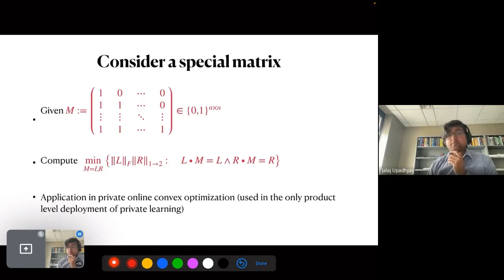So what can we do with this? Well, let's look at the simplest example of my matrix M, which is defined by the constant function, the all-ones function. As I said, I am interested in an upper bound. I'm interested in finding factorizations which are lower triangular, such that the Frobenius norm of L and the column norm of R, their multiplication, is bounded. They have application in private online convex optimization. Google has put out a production deployment for this; in some sense, the only production-level deployment I know of private learning.